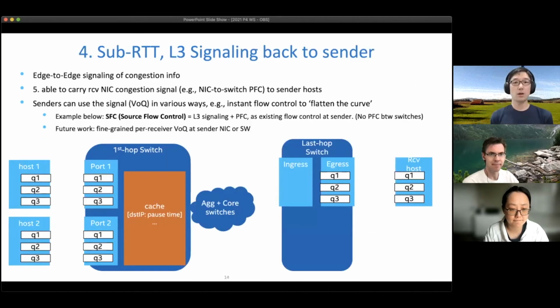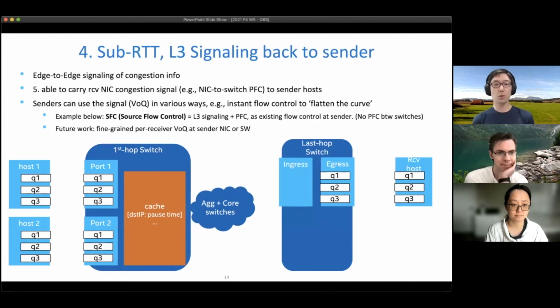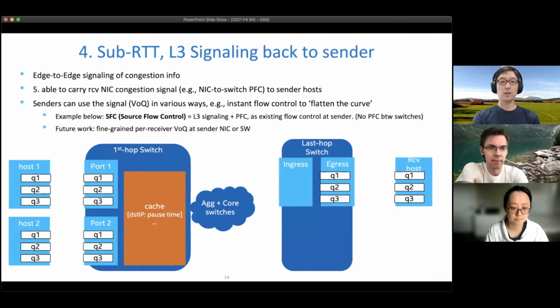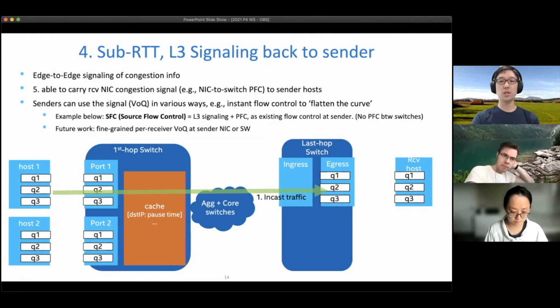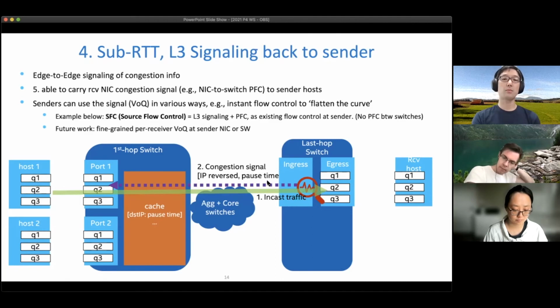And finally, we do have a prototype implementation of sub-RTT signaling between switches. This is a simplified diagram where a number of hosts are sending to one receiver host. This is a typical incast scenario. The last-stop switch, which is experiencing the incast congestion, can detect it even when the packet is being processed in the ingress pipeline of the switch, and then signal it back to the senders.